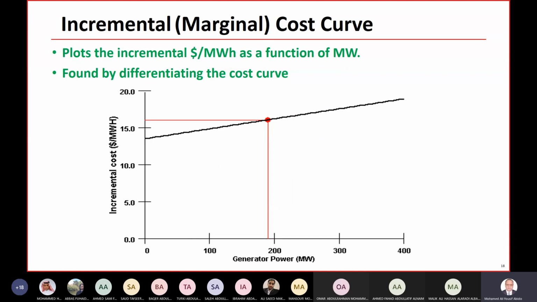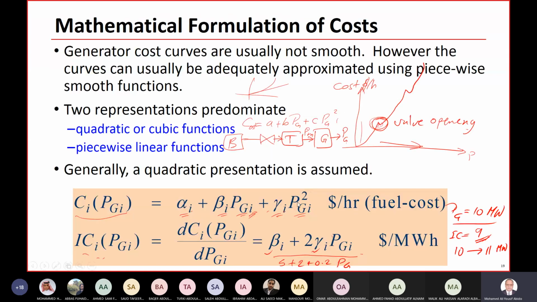Of course, this will complicate the problem solution, but in our course we will use only the quadratic function, without any nonlinearity and without any non-smooth effect of valve opening.